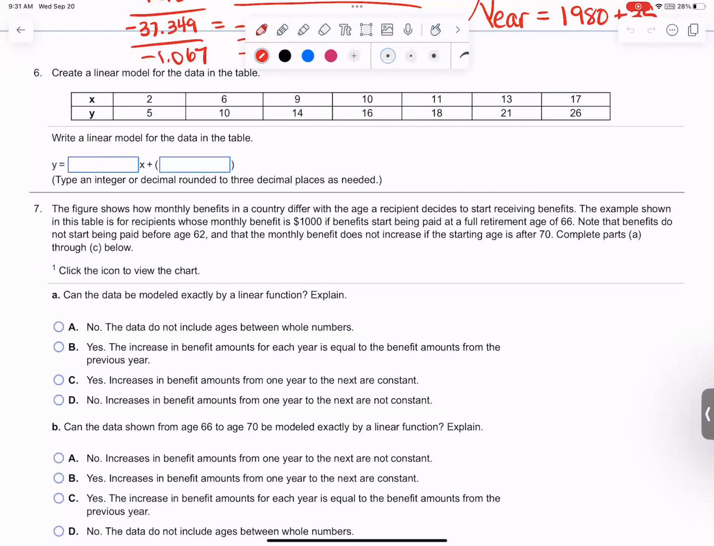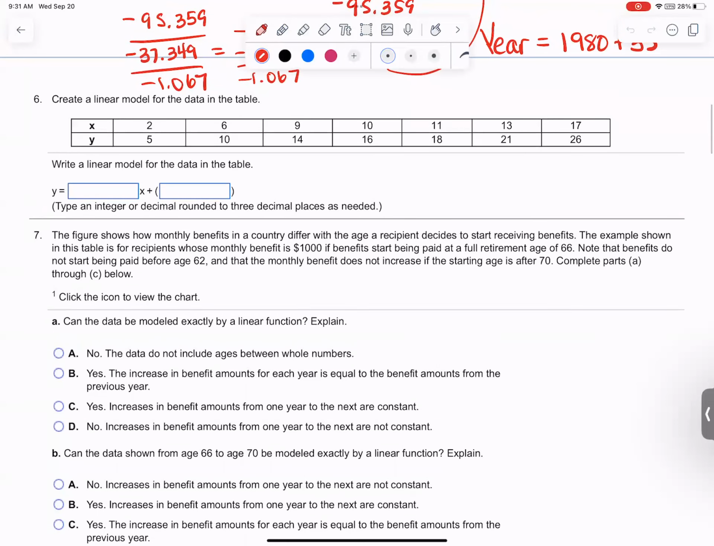All right, so on Monday we had started looking at the exam review for chapter 2, and we're going to continue doing that. We're on problem 6.